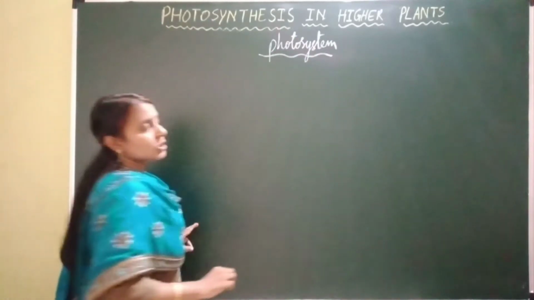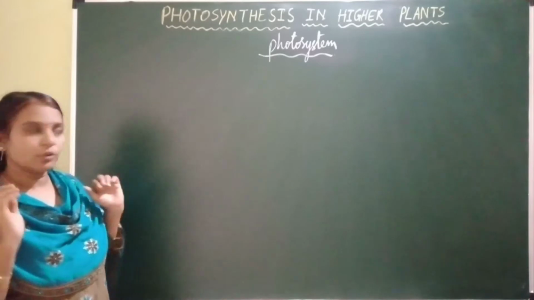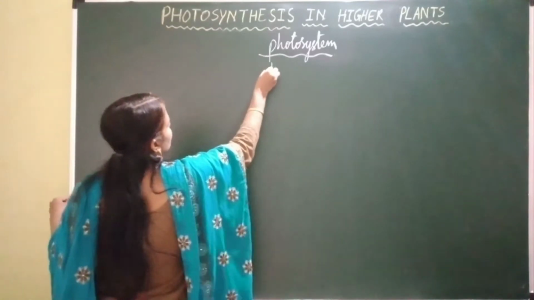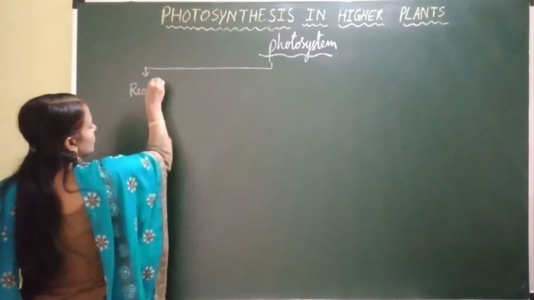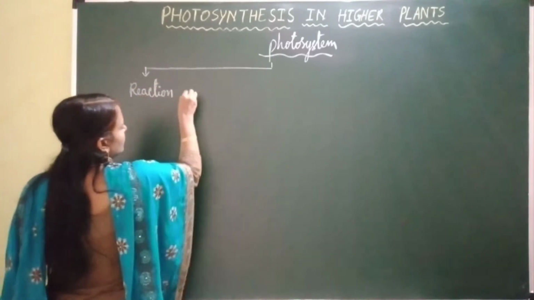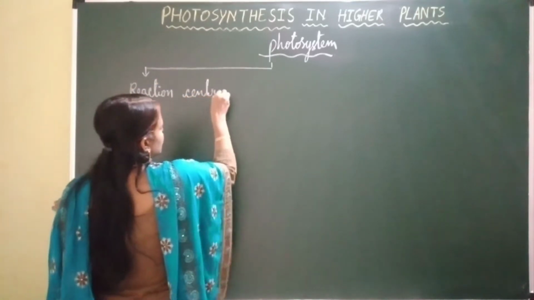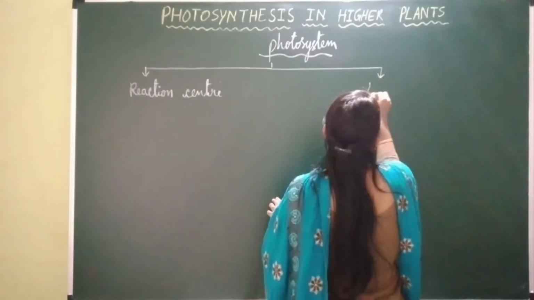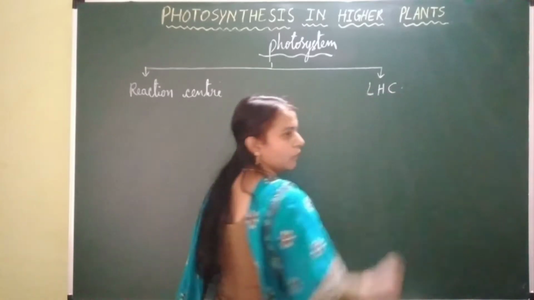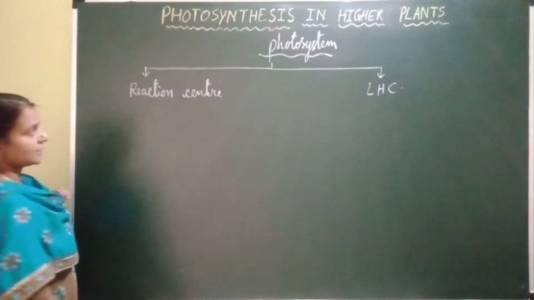Okay, so photosystem is made of two components. They are the reaction center and the LHC, that is light harvesting complex. Let's study about the reaction center first.